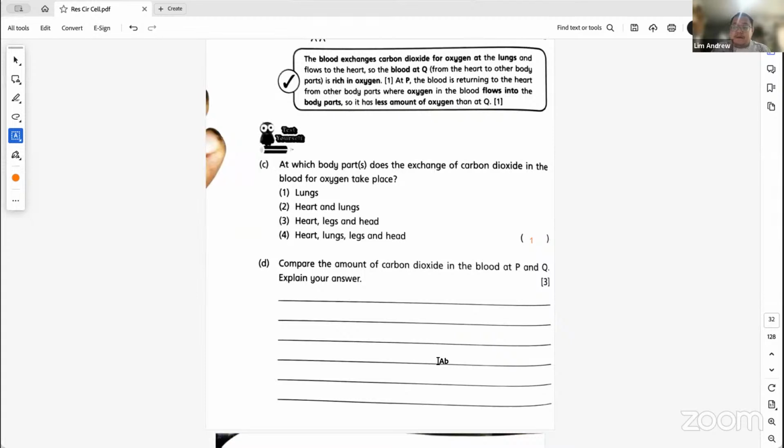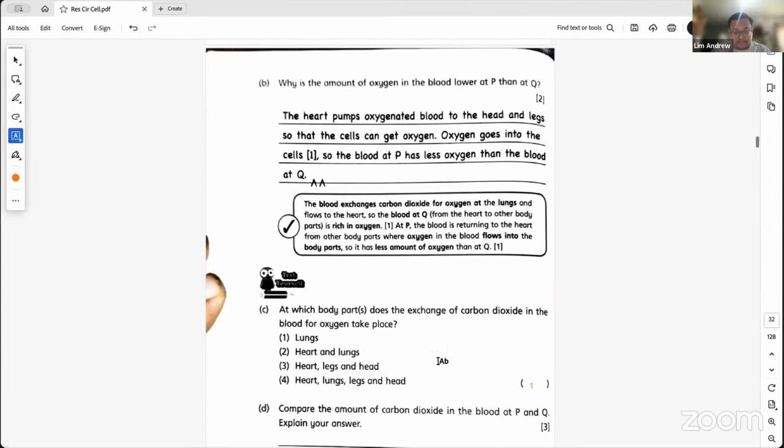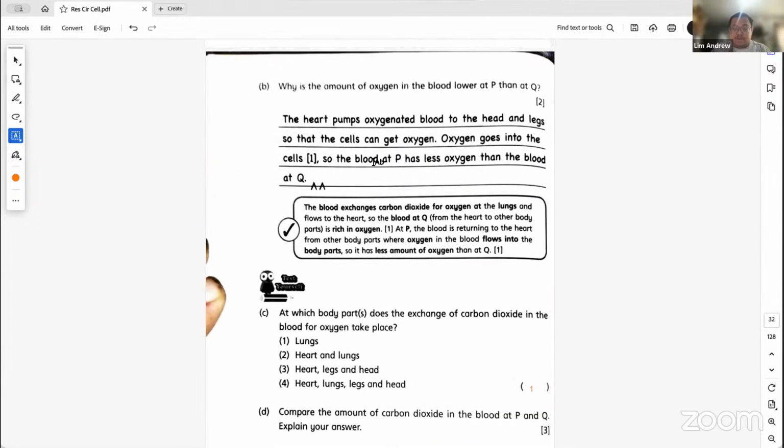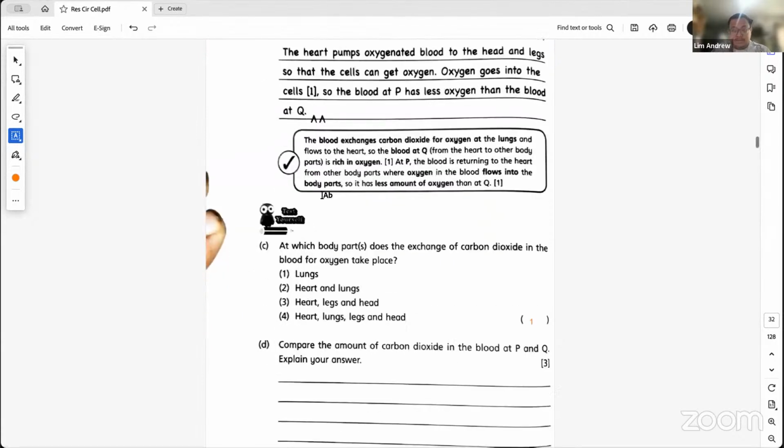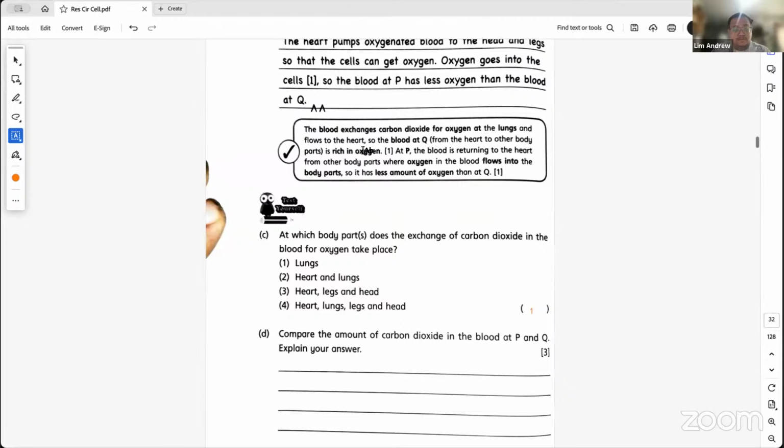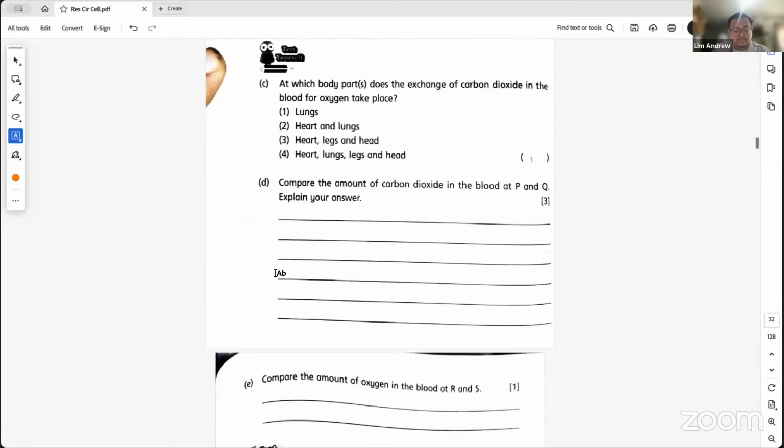Okay, compare the amount of carbon dioxide in the blood at P and Q. Explain your answers. We know from the previous question that the amount of oxygen in P is lower than Q. Therefore, to explain this question, we'll do it this way.